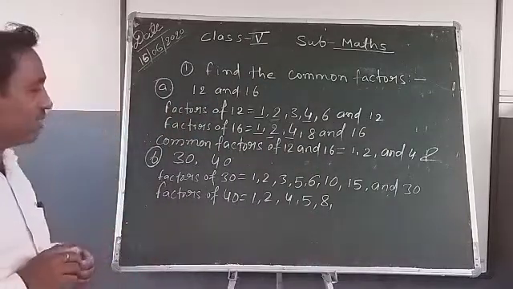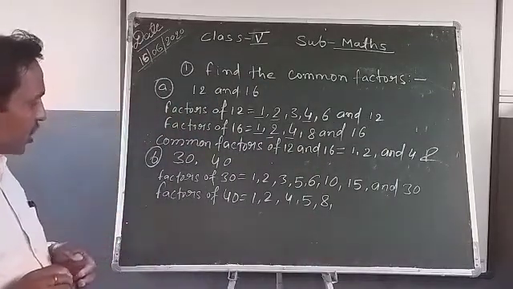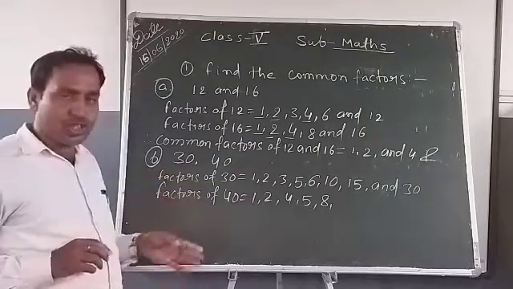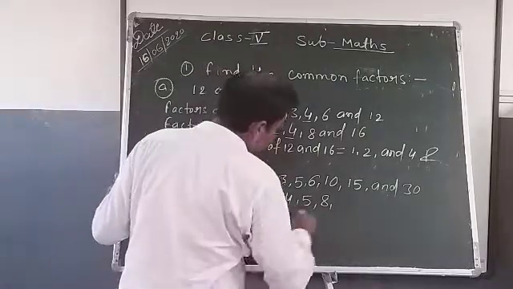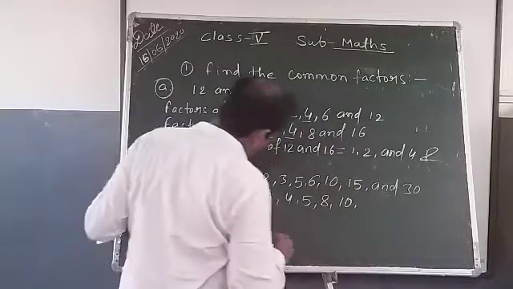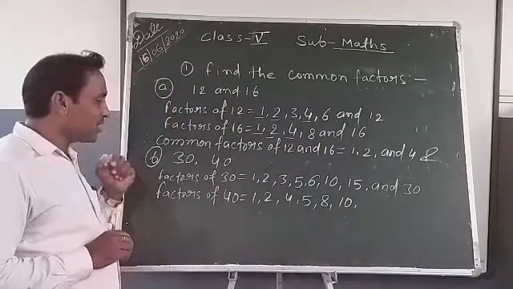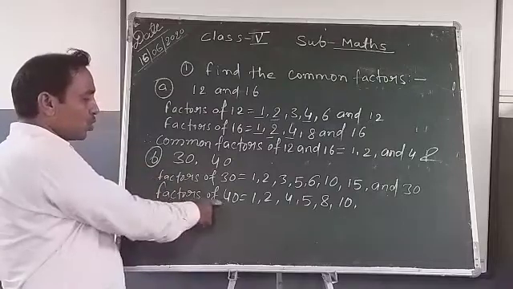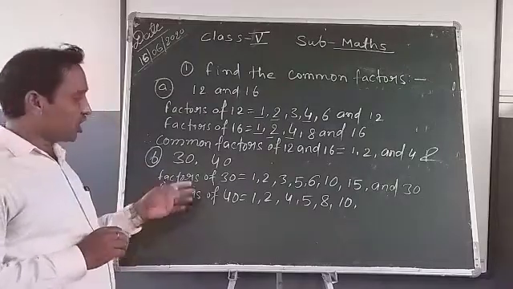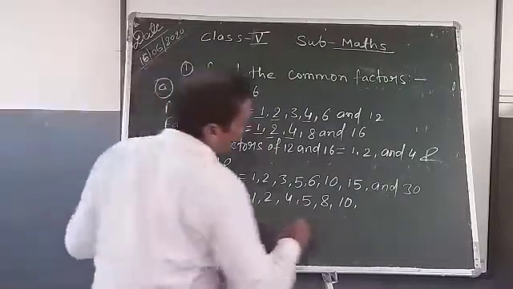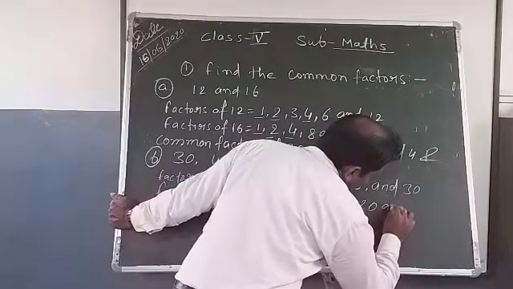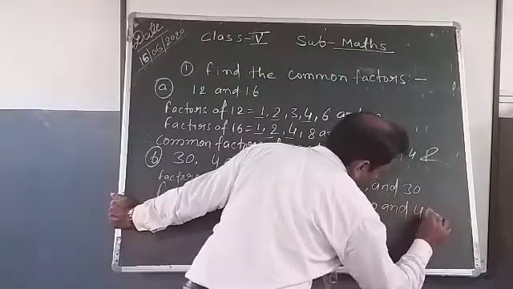Next number is 9, not a factor of 40. 10 is a factor of 40. The unit place is 0, so it is divisible by 10. 11, 12, 13, 14, 15, 16, any of these numbers is not a factor of 40. The last factor of 40 is 20 and the number itself, 40.